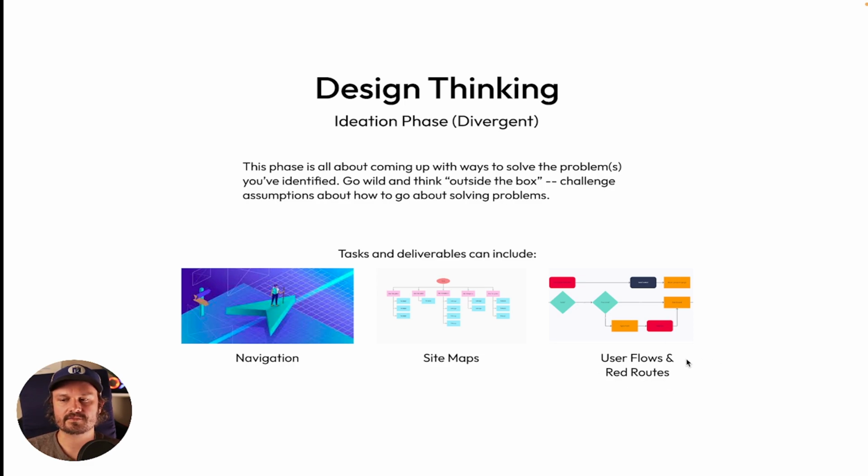And red routes are sort of an offshoot. Your red routes, which might look a lot like your user flows, are representations of the most common tasks that the average user will want to accomplish in the most common way they'll want to accomplish that.